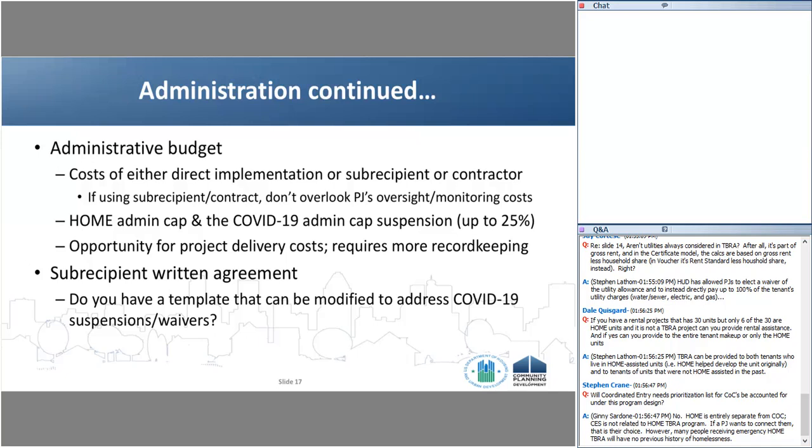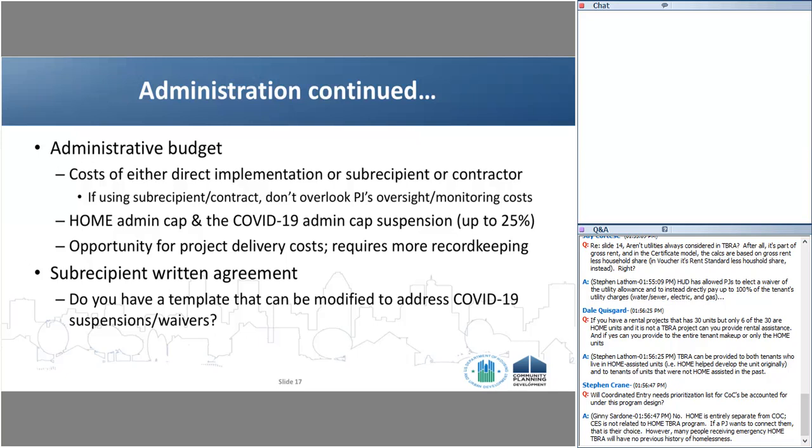Most of you know that the HOME rule also permits PJs to charge some staff time and costs as what we call project delivery costs. Steve just addressed that and reminded you that for TBRA, the two things that the rule acknowledges in 92.209 and in 92.206 that can be used as project delivery costs under TBRA are income qualifications of tenants and unit inspections. Both of those tasks have been potentially altered by waivers that HUD has provided, so there may be minimal staff time allocated to those activities.